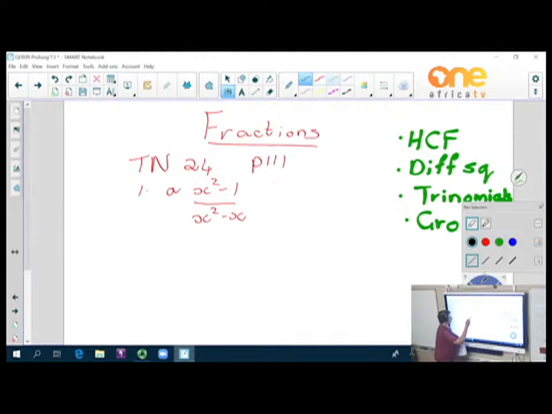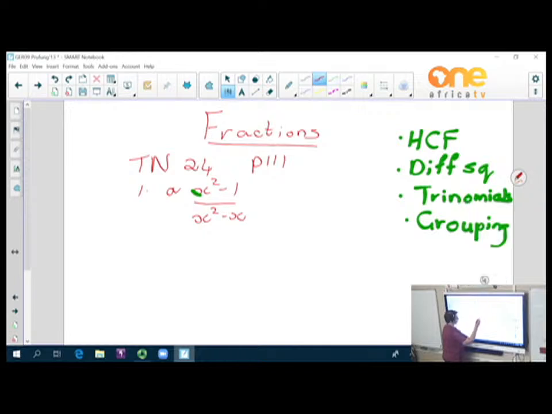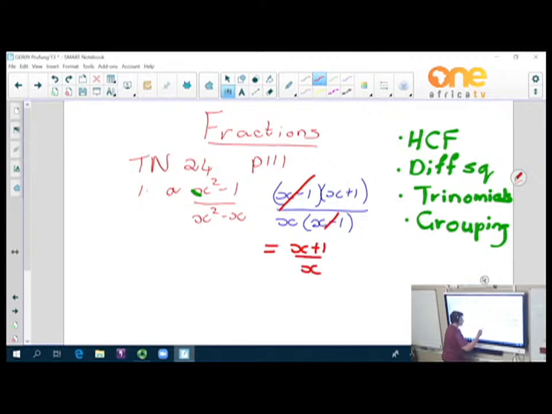Okay, so if I factorize now, this is the difference between squares, which means that this one is going to be x minus 1 times x plus 1. And this one is the highest common factor. What is common here is x. If I divide by x, it is x minus 1. The nice part now is when you cancel, the answer is x plus 1 over x. Number B.